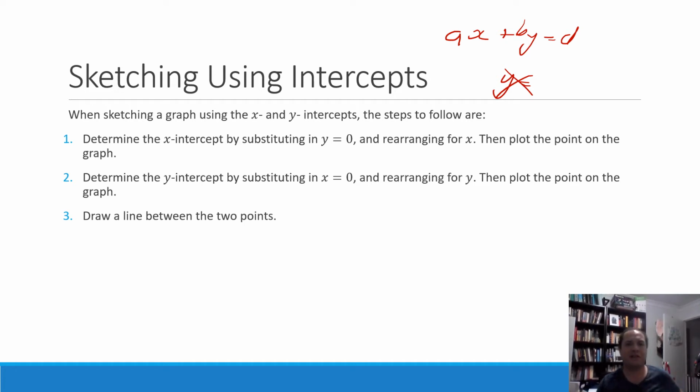So when sketching a graph using x and y intercepts, the steps to follow are basically find your intercepts, plot them on your graph, and then draw your line in between them. Pretty straightforward. Find your intercepts by subbing in y equals 0 for your x-intercept. Find your y-intercept by subbing in x equals 0. Plot them on your Cartesian plane on your graph. Draw your line between them. And reminder, this method works best for standard form.